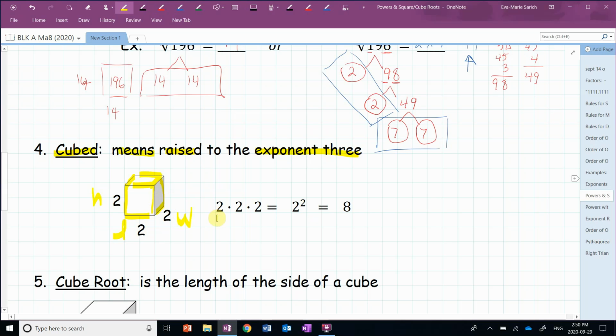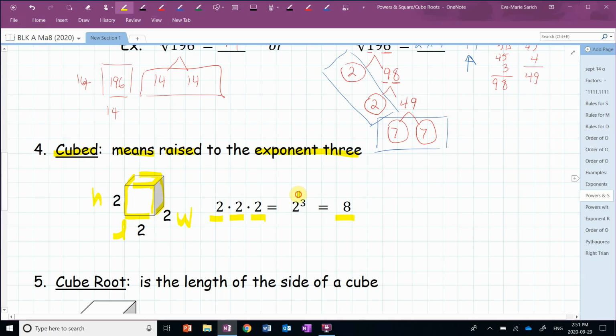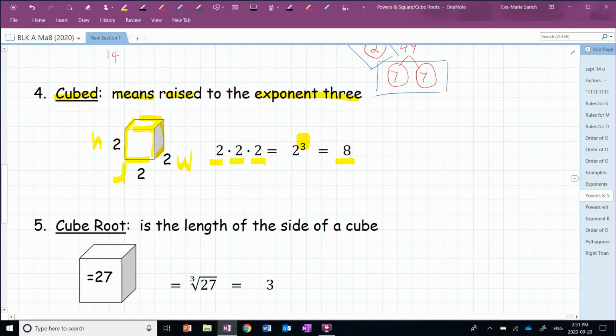So we take those 3 different measurements and we multiply them together. 2 times 2 times 2 gives us the 8. Now we can also write that in exponential form. That should be 2 to the third, right? The 2 is repeating 3 times, so it has an exponent of 3. That's where cubed comes from or means.